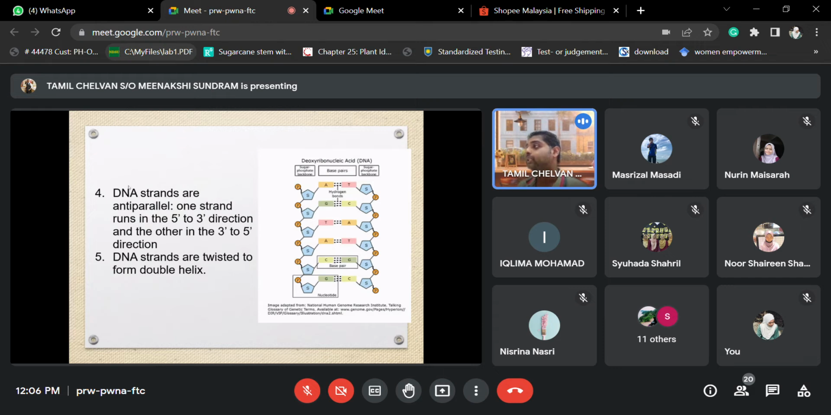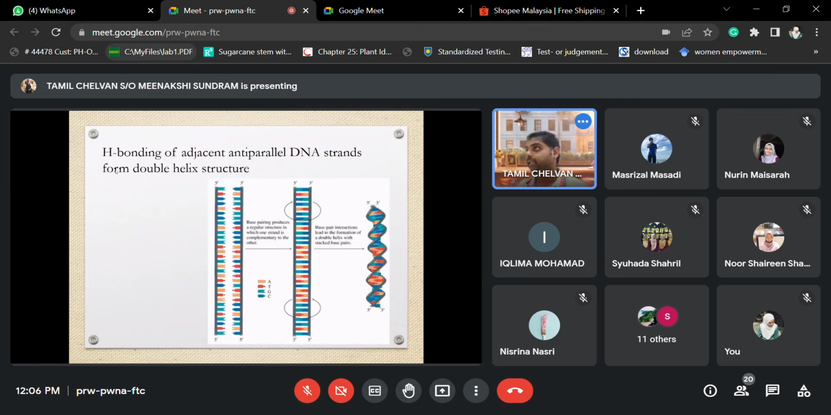Okay, as I told you, DNA strands are antiparallel. One strand runs 5' to 3', as I told you. Another strand is 3' to 5'. Okay. DNA strands are twisted to form the double helix. That's what Watson and Crick found as a secondary structure lah, double helix dia. Okay, H bonding of adjacent antiparallel DNA strands forms the double helix.